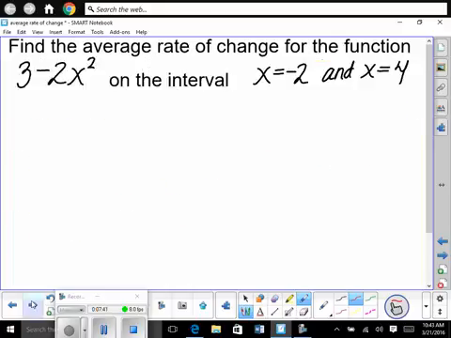Okay, find the average rate of change for this function, 3 minus 2x squared, on the interval x is equal to negative 2 and x is equal to 4. So isn't a your lowest x value? So a is negative 2 and b is 4.